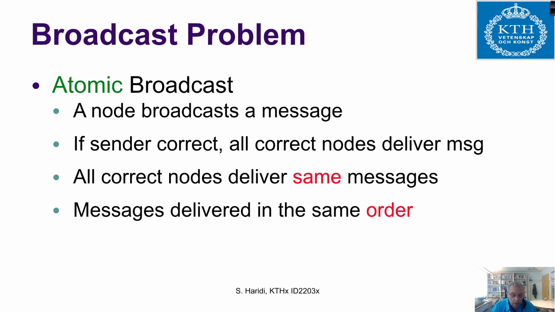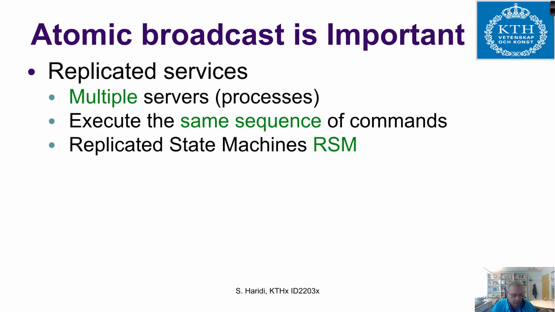An atomic broadcast is important because you can use it to implement reliable services. You do that by implementing something called replicated services. So what is a replicated service? You have a service and you want to replicate it across multiple machines, so you have multiple machines implementing the service, but all of them execute the same sequence of commands in the same order. Therefore, if they start from a certain state and all these commands are deterministic, they will arrive at the same final state, and that's what is called a replicated state machine.